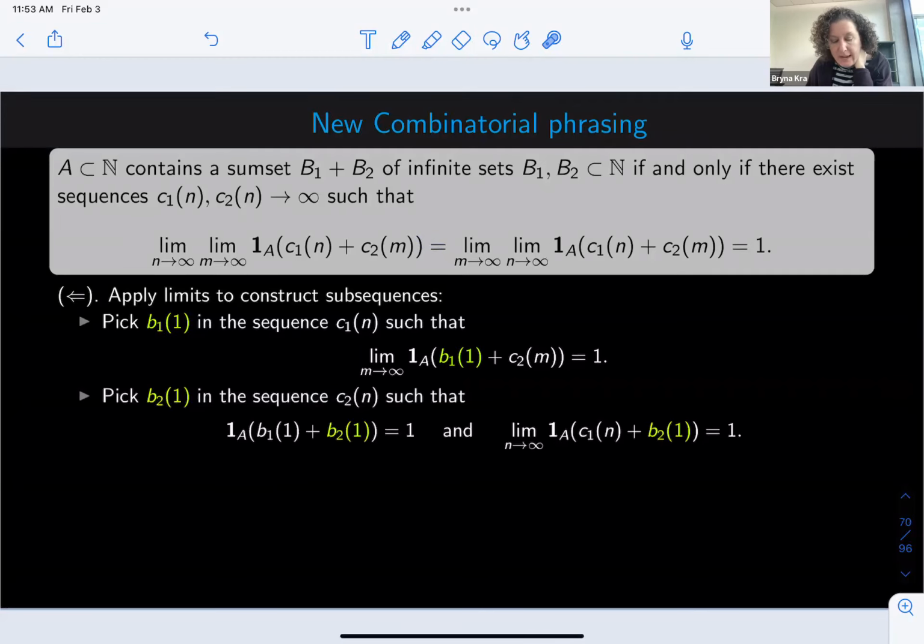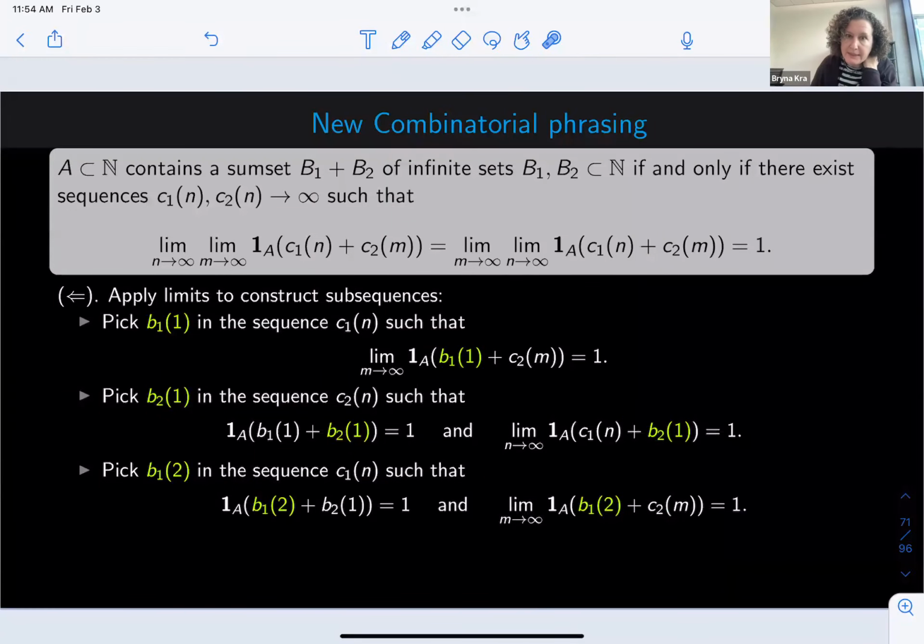Okay, so now B1 is fixed, and I tell you how to pick the first element in the sequence B2. When you look along your sequence C2, you make sure first that it's one of the ones that was inside the set. Okay, so B11 plus B21 should be inside A. And now I take the other limit as n goes to infinity, and I insist that when you let this go to infinity, you're still in the set. That's by using the first one we used, so that would be using this one now. Okay, that's the other inequality.